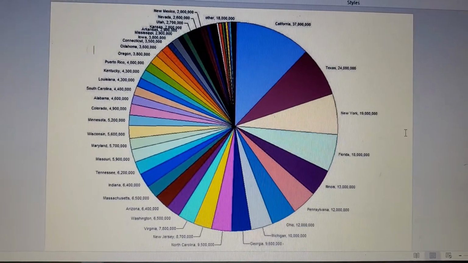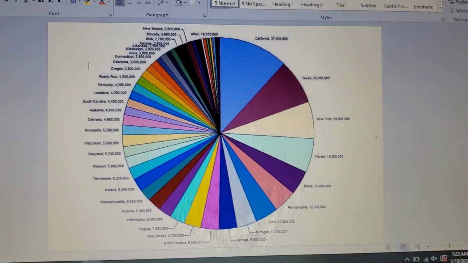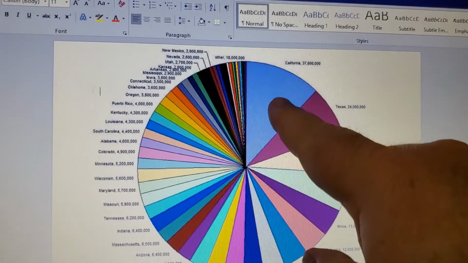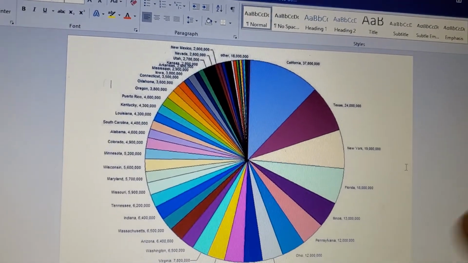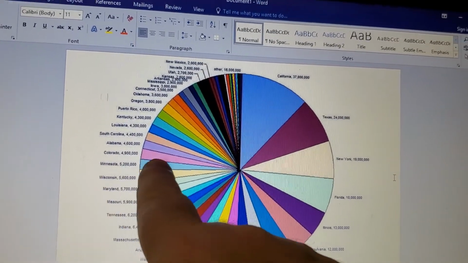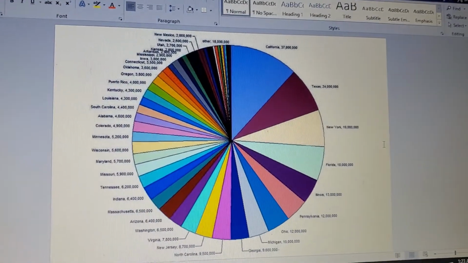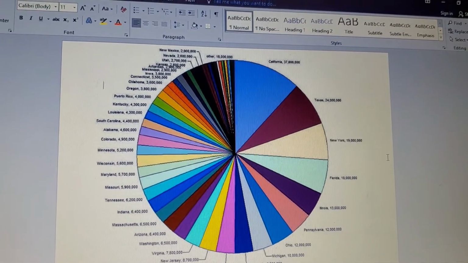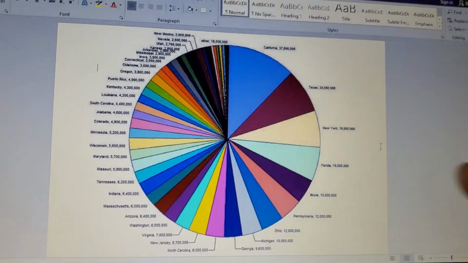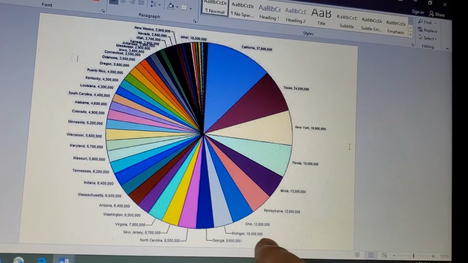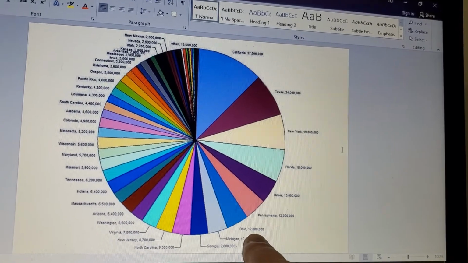Now, this is not impossible to read. They gave us, fortunately, not only did they label, like this is labeled as California, and it represents 37 million, down to a small sliver of Colorado, which represents 4,900,000. And I don't even know what it is they're talking about. This is just a visual example. Let's see, where is Ohio? Ohio is right here. That blue representing 12 million.